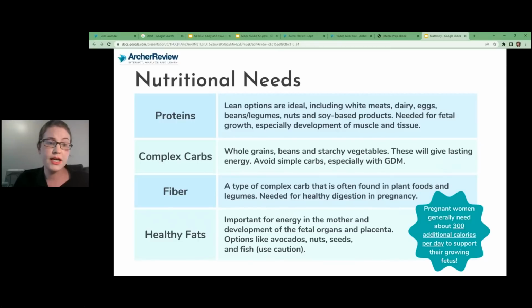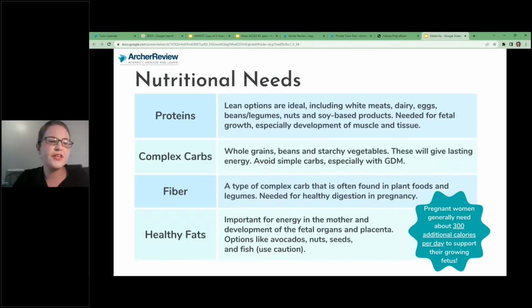Fiber is important. This is a type of complex carb that's often found in plant-based foods and legumes, and this is needed for healthy digestion in pregnancy. Let me tell you, because of hormonal changes, peristalsis slows down in pregnancy. So a very, very common complaint is constipation. The two things I tell those patients to do: drink more water, eat more fiber. You really need a lot of fiber.